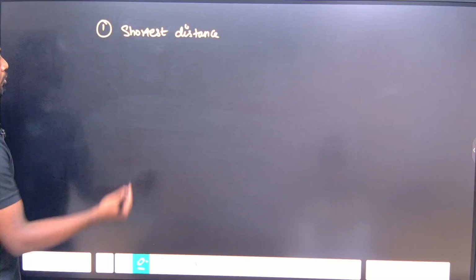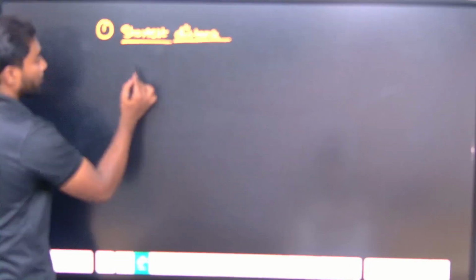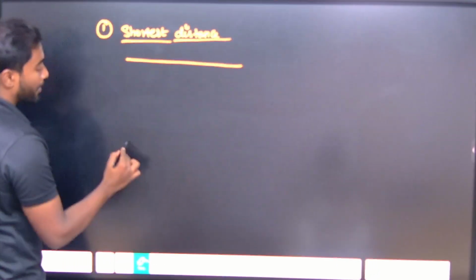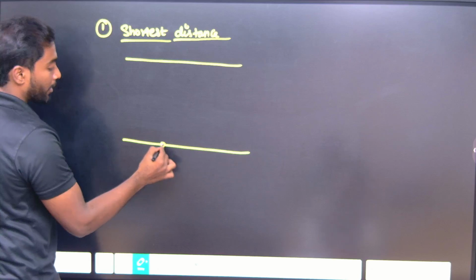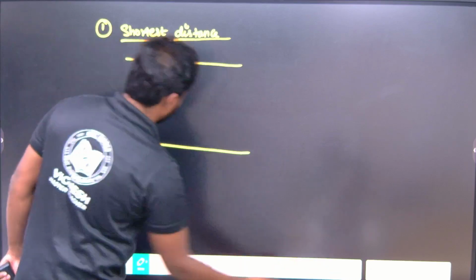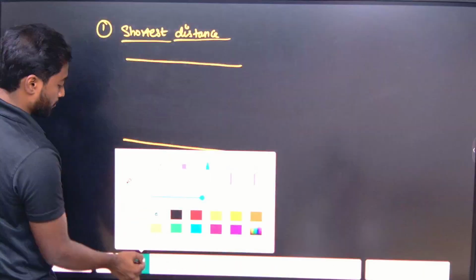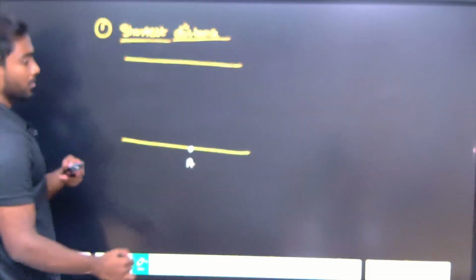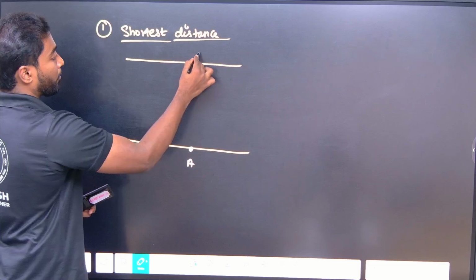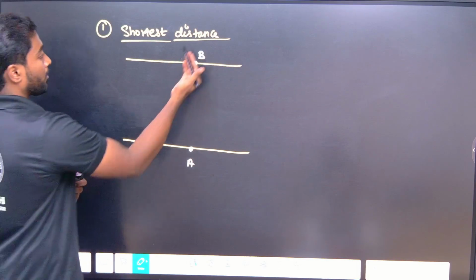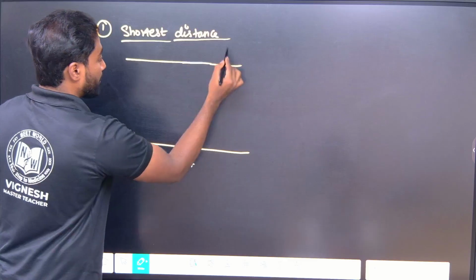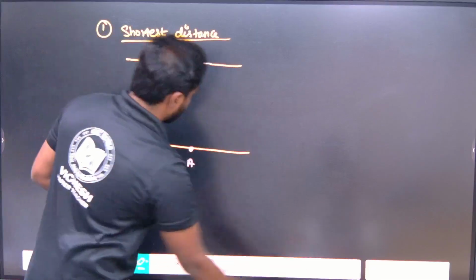Yeah, shortest distance. Now this is my north bank and this is my south bank of the river. Okay, let me consider this is my point A and this is my point B. Let me explain before that.